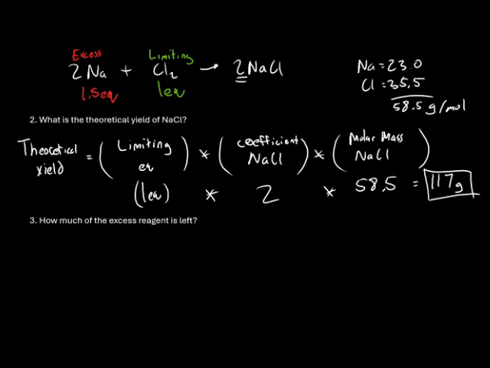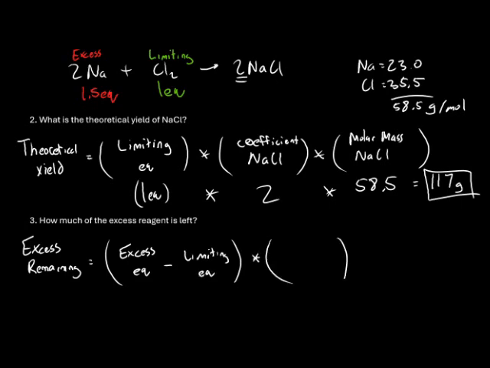You may be asked how much of the excess reagent is left. This will involve a different equation. Here what we'll do is take the excess minus the limiting equivalence. We'll multiply this by the coefficient of our excess, that was Na. We'll multiply this by the molar mass of our excess.